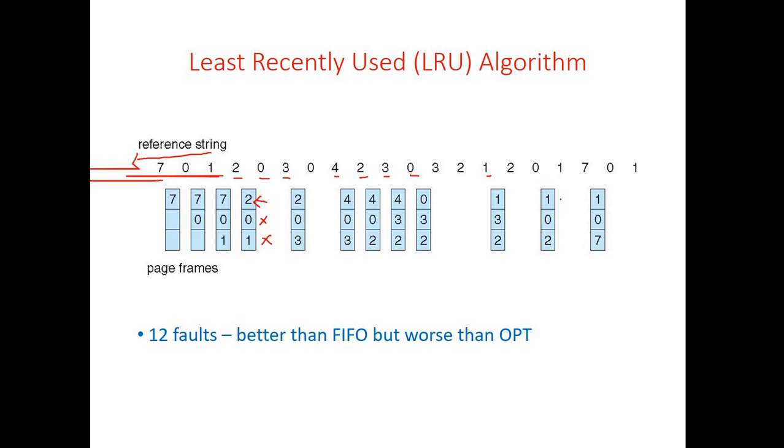Then again 1 is already available in the physical memory. Then 7. When we want to accommodate 7, look back: 1, 0, 2. 2 is replaced by 7. Then 0 is already in the physical memory, 1 is already in the physical memory, no page faults. So the total number of page faults in this least recently used algorithm is 12.